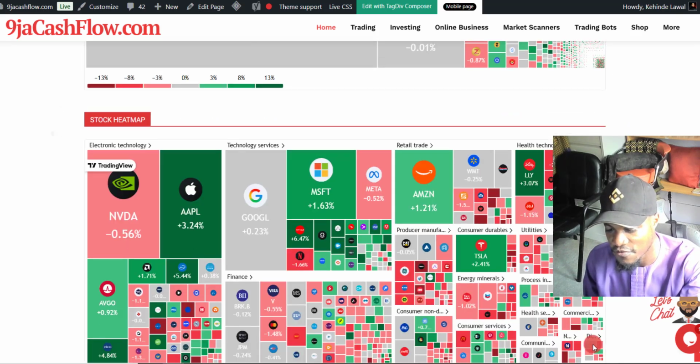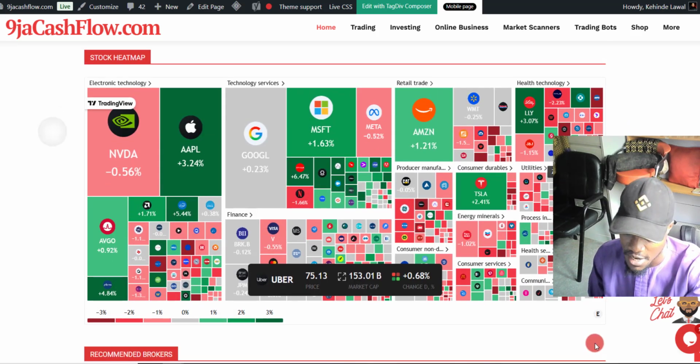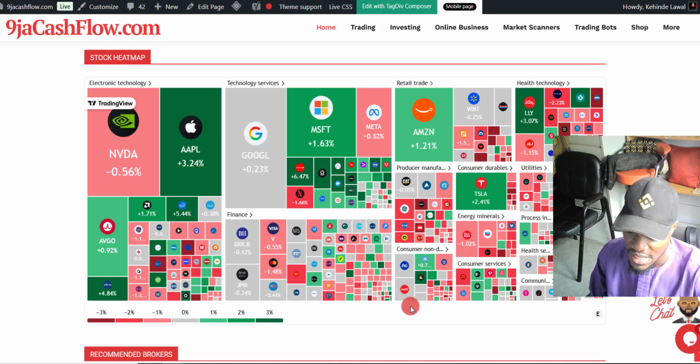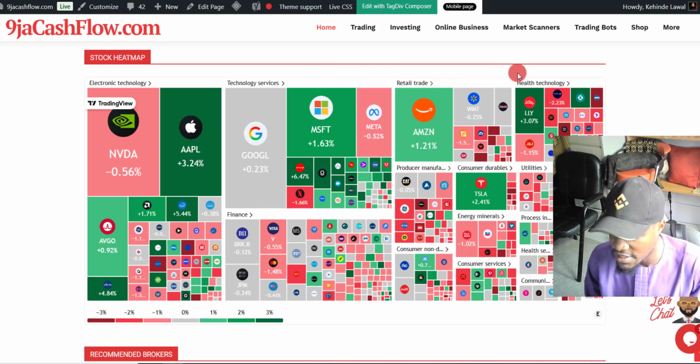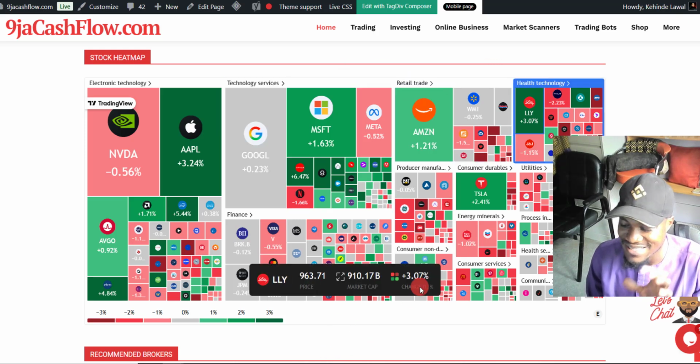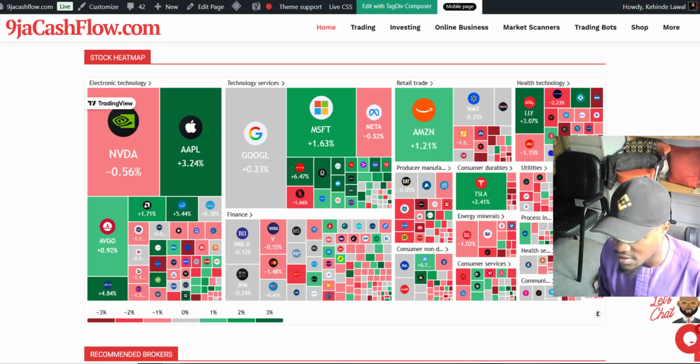If you're also looking for stocks, we have stock heat map and different sectors. So we have for electronic technology, we have for technology services, we have for retail trade, health technology. So you can see the major ones. If you don't have any stock in mind, you can come here and see the major ones.